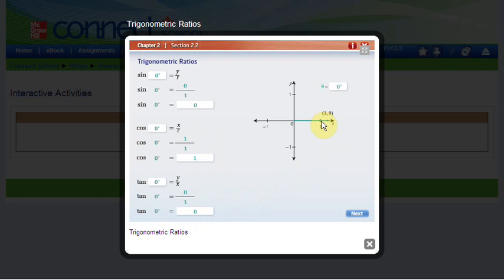Okay, so I'm going to now move this terminal arm to 30 degrees so we can double check to see if this makes sense with what I taught you last day with those special angles.